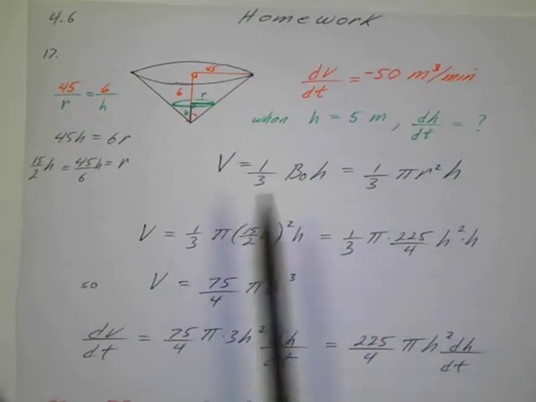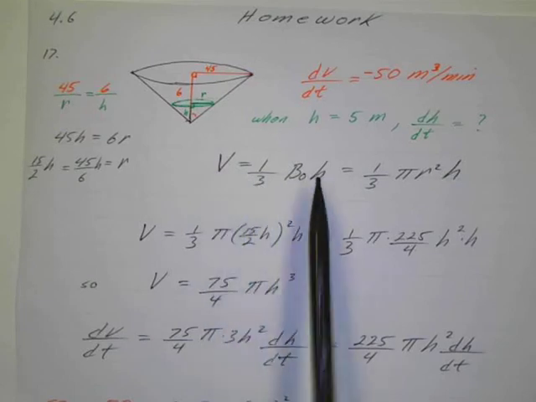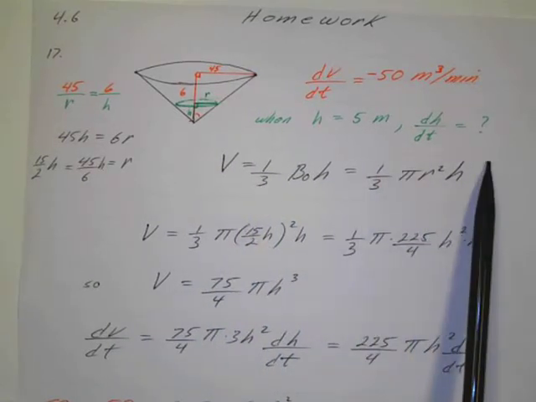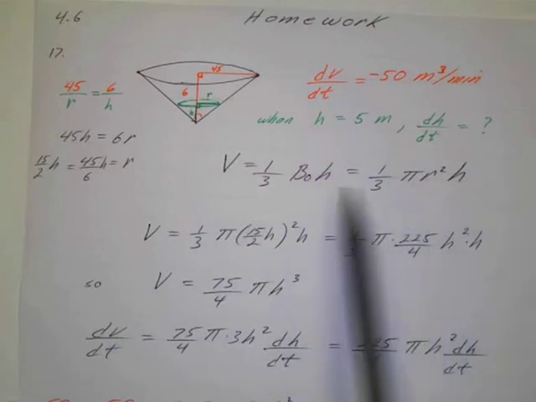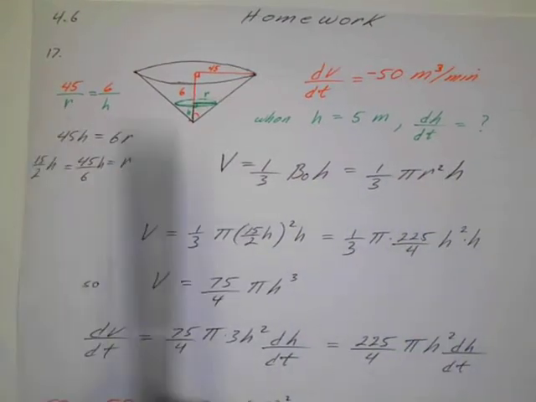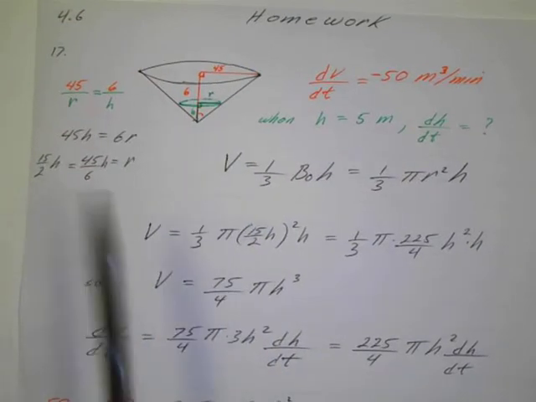Okay, so remember volume equals 1/3 base area times height. Volume equals 1/3 pi r squared h. But I'm going to have to take dV/dt. I can't take the derivative of this with two variables, so I've got to reduce one of these variables. So I'm going to use similar triangles as a device.